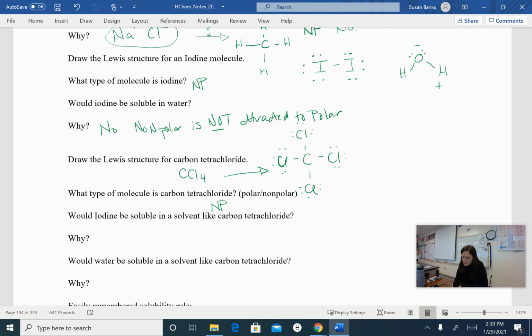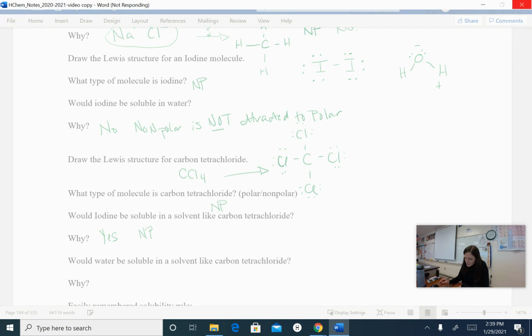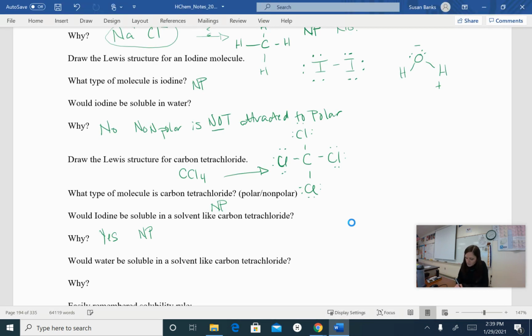Would I be able to get a nonpolar molecule to be attracted to a nonpolar solvent? Yes, because nonpolar is attracted to nonpolar. Okay, they will be able to be dissolved in each other. So nonpolar is attracted to other nonpolar molecules.